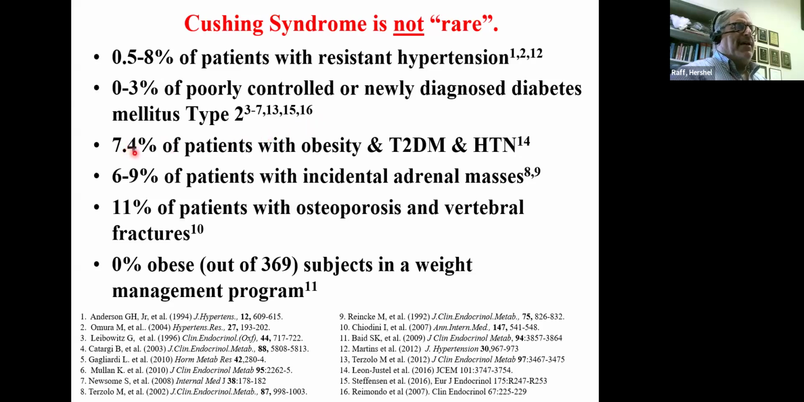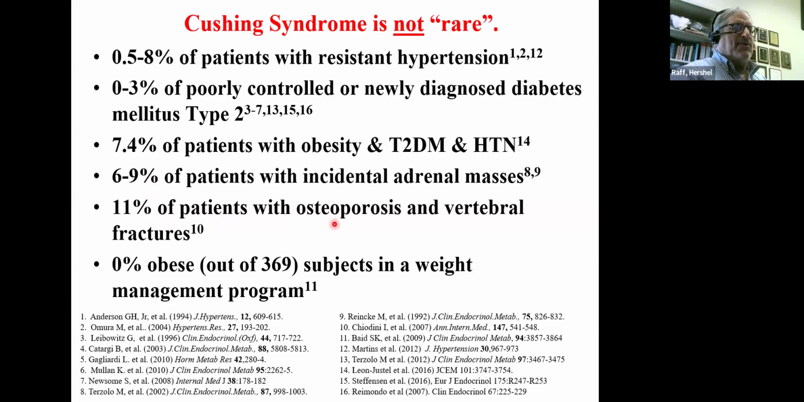Now, this intriguing study said that 7% of patients with the combination of obesity, type 2 diabetes, and hypertension can have Cushing. And what's the bottom line here? We have to be missing a lot of patients with this curable disease. A lot of emergency rooms now have CT scans. So somebody comes in with a bellyache, they do a CT scan and they find these incidental adrenal masses. They're called incidentalomas. And not surprisingly, these tumors can make cortisol.